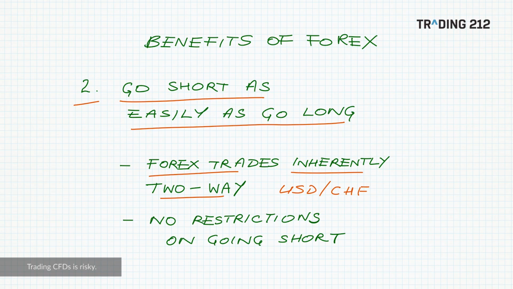Now, you can go short with other instruments, say CFDs on shares or CFDs on commodities, for example, but you do sometimes experience restrictions on going short. For example, at one point during the financial crisis, the US Securities and Exchange Commission, the SEC, temporarily put a ban on short sales on a list of financial stocks. With Forex, there are no restrictions on going short. If you can trade the pair, you can go short either one of the pair.